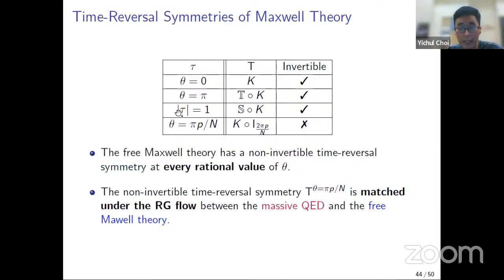So to summarize, we have these invertible ordinary time reversal symmetries that are well known. And on top of this, at every rational value of the theta angle in the free Maxwell theory, there exists a non-invertible time reversal symmetry.